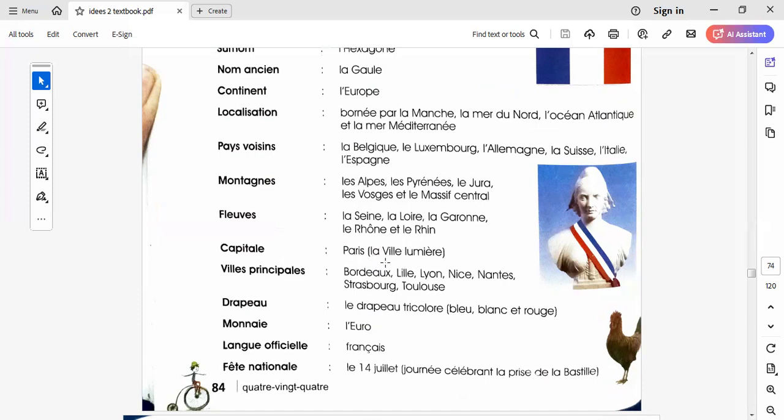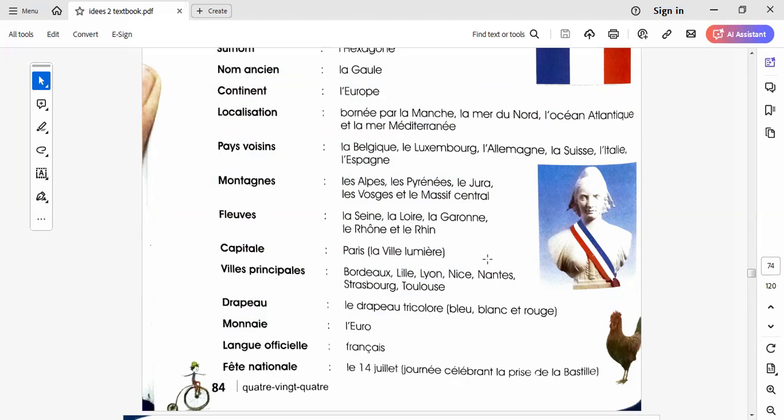Capital is Paris, la Ville Lumière, the city of lights. Ville principale, the main cities of France are Bordeaux, Lille, Lyon, Nice, Nantes, Strasbourg, and Toulouse. Drapeau, the tricolor. It is called a tricolor. Bleu, blanc, rouge. It is blue, white, and red. Monnaie is currency. That is l'euro, euro. Langue officielle, français. Official language is French. Fête nationale, national festival is Le 14 juillet, the 14th July.